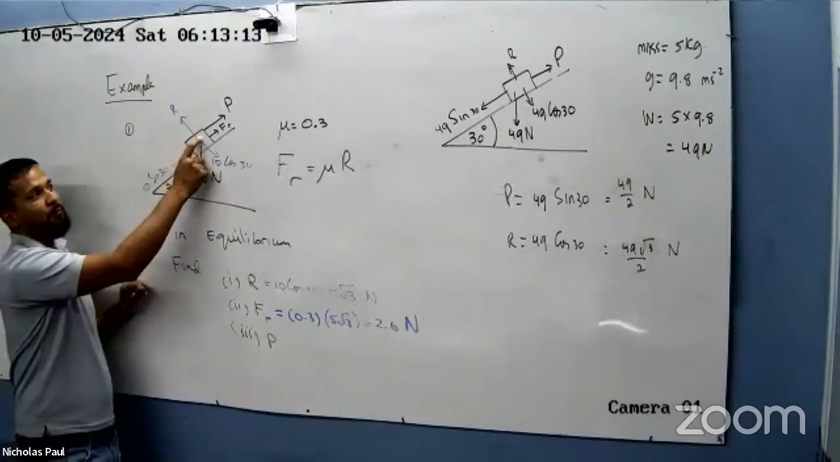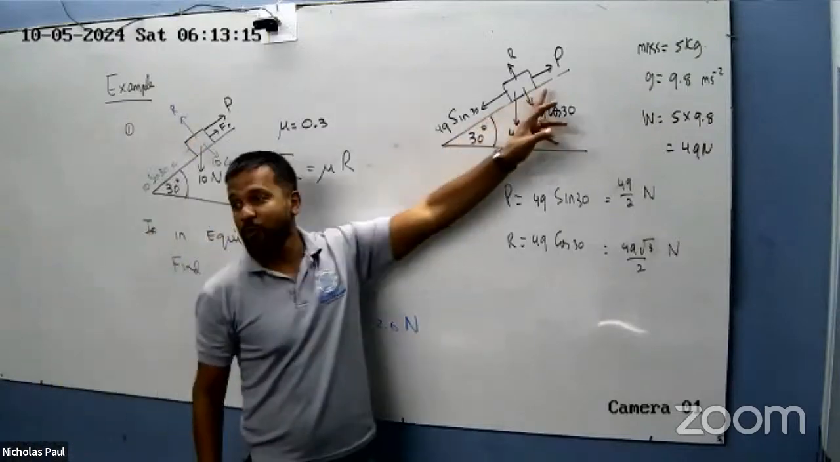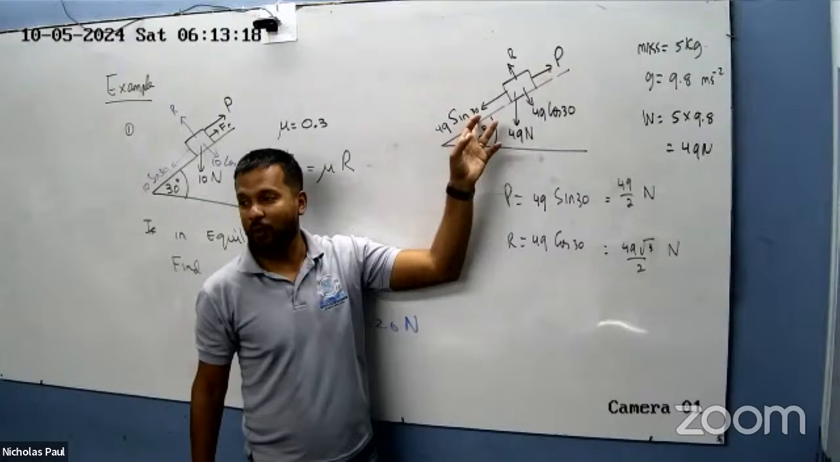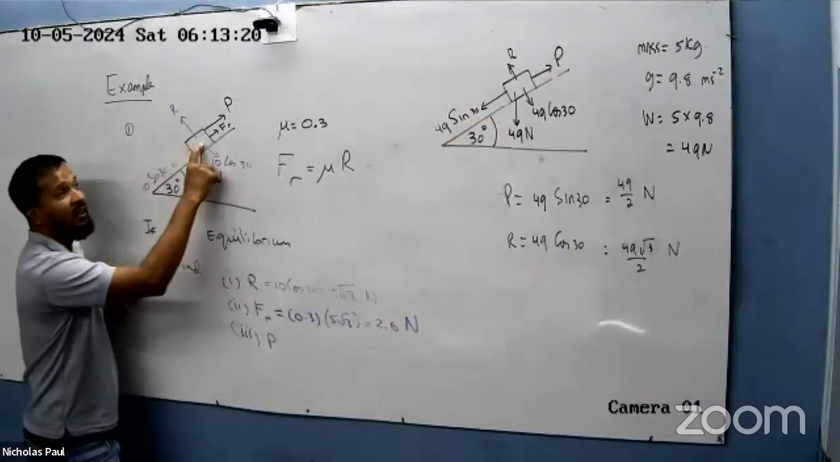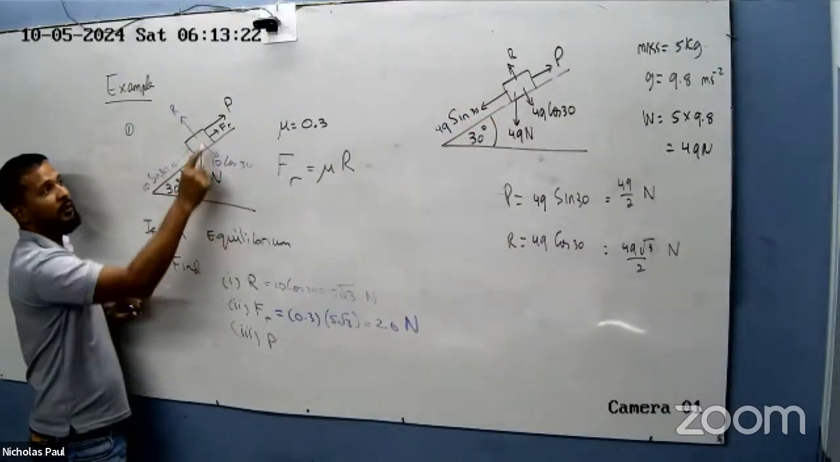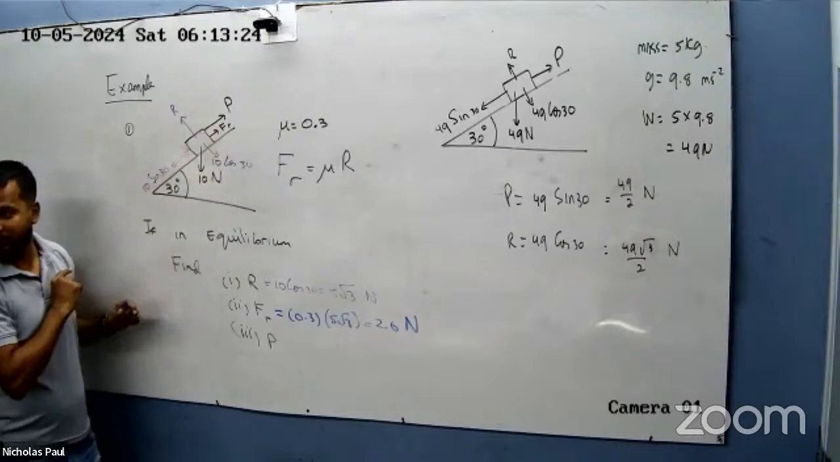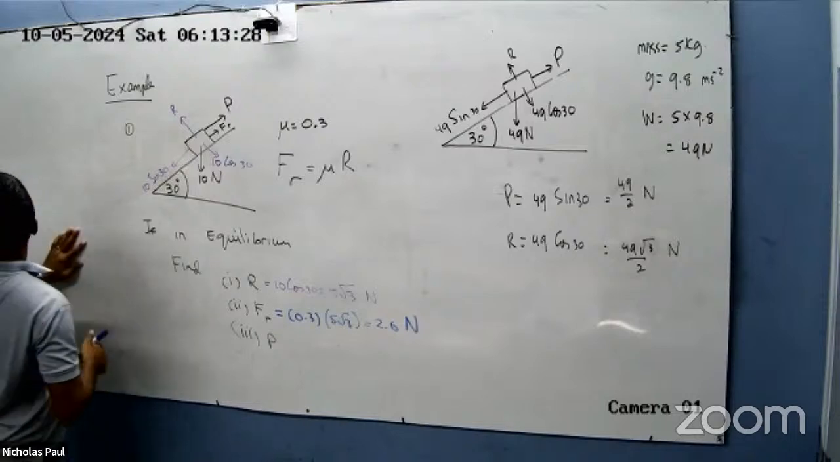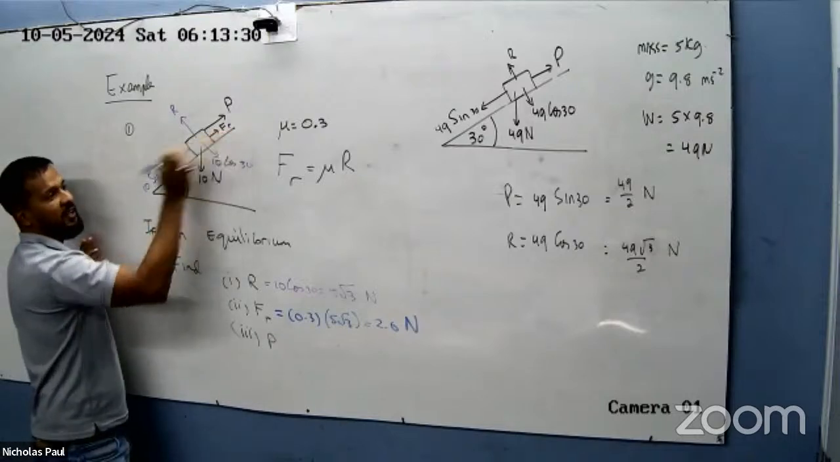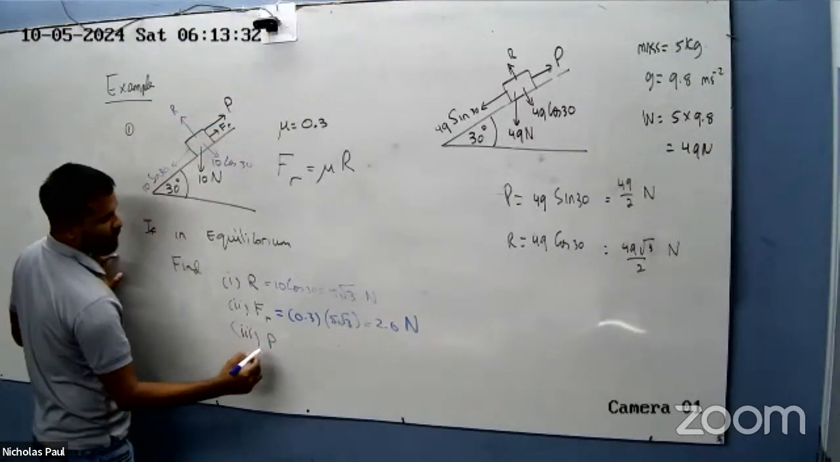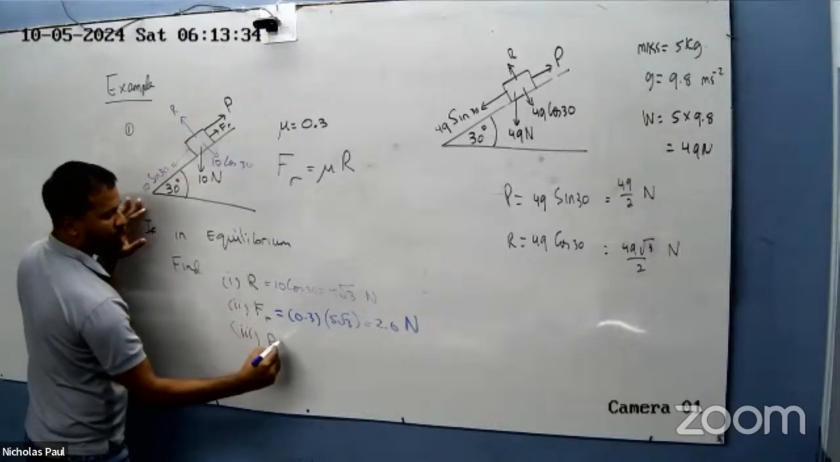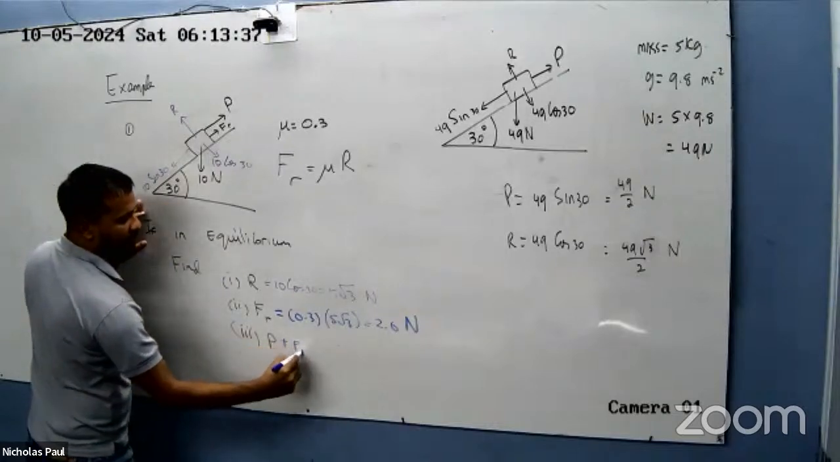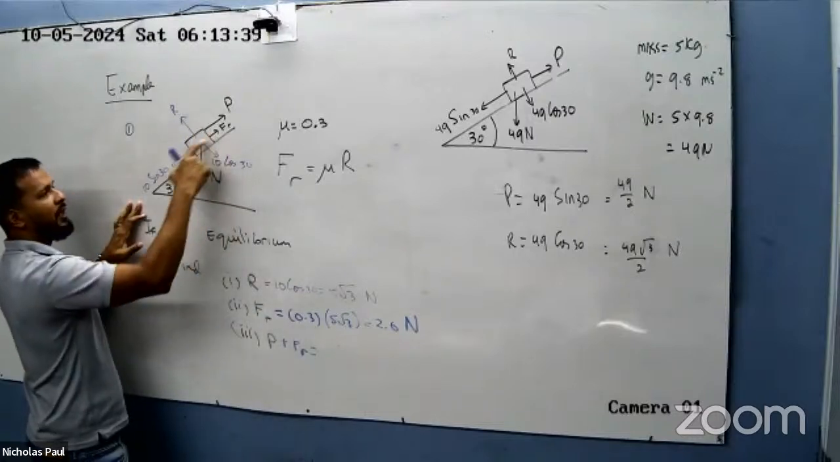So we have a slight problem here. Here had no friction, so P was equal to that. But here, it's in equilibrium. These two are equal to that. So you have to consider the friction now. So you're going to say that P plus friction is this.